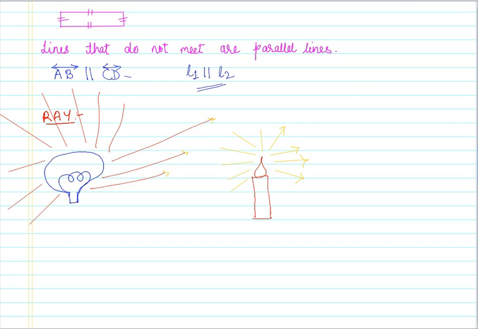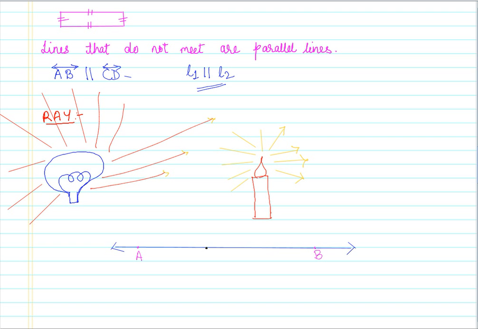Now this kind of gives you the concept of a ray. So how can we define a ray? You can just think of a ray as a portion of a line. Let me take this example. Let us say that we have a line. Let us just take a line like this. So we have this line AB. Let us call this line A and B.